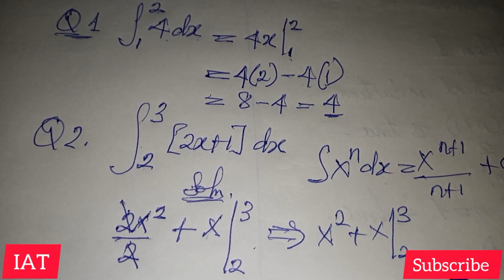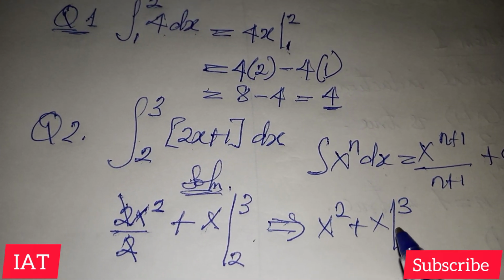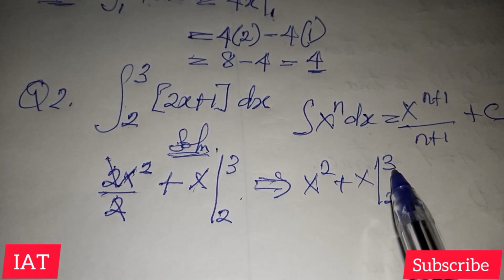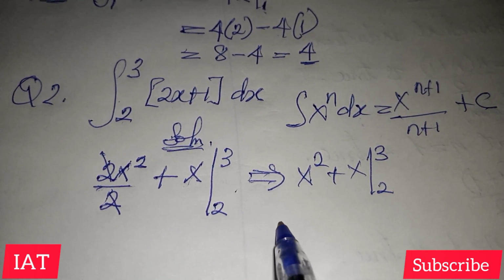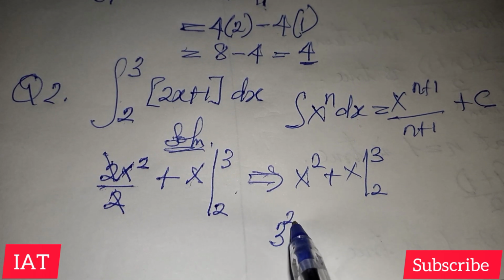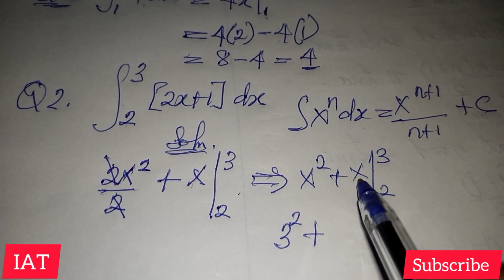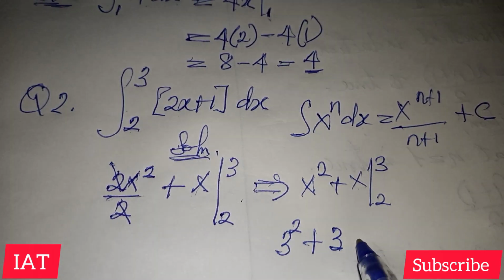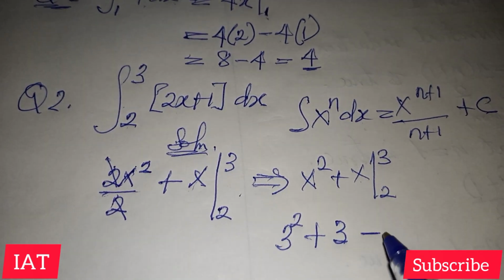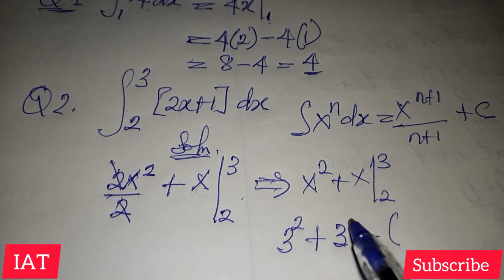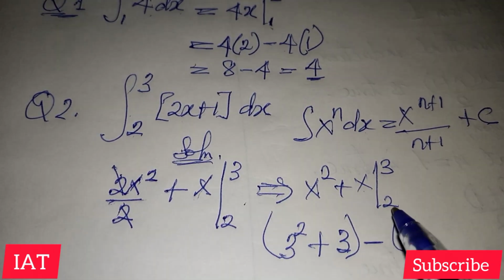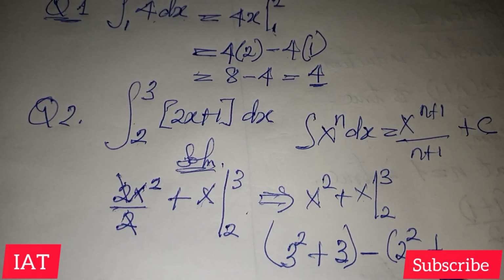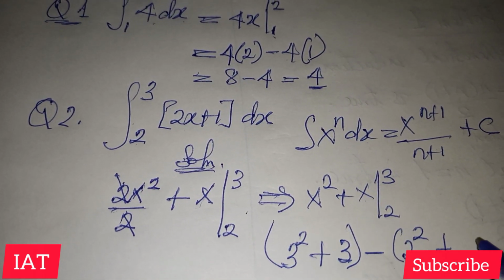So what is the next step here? It's just to make the substitution. At this point we're going to substitute the upper limit, which is 3 squared plus 3 here, minus the lower limit, which you can just put in brackets, the lower limit we have is 2 squared plus 2.